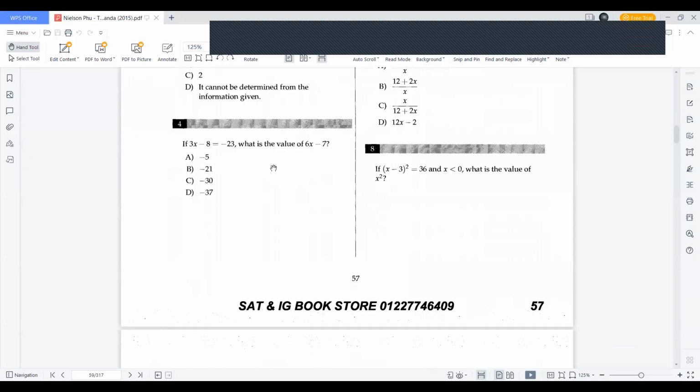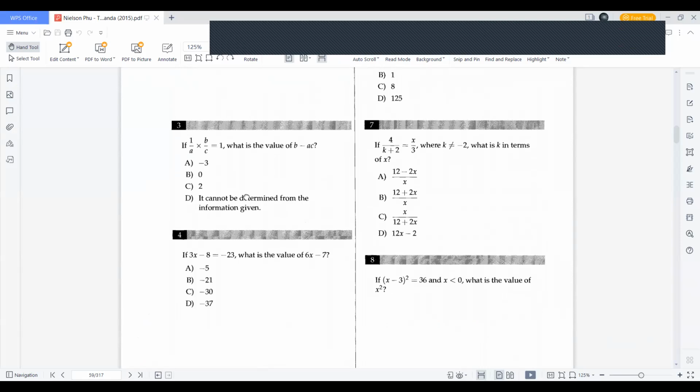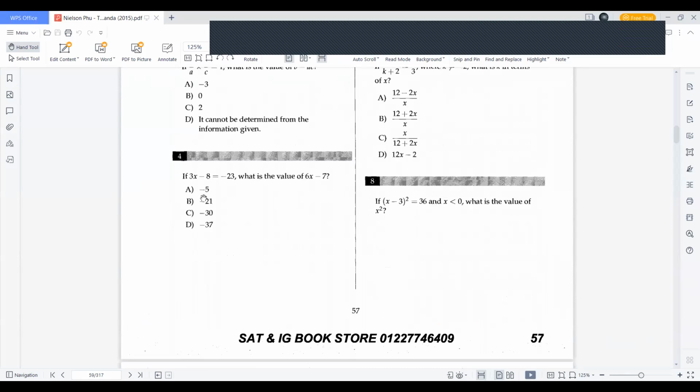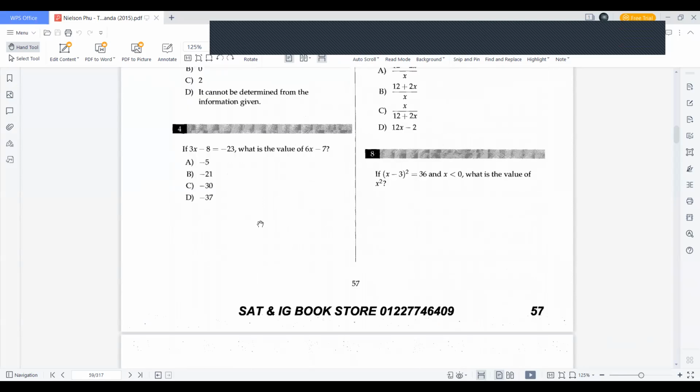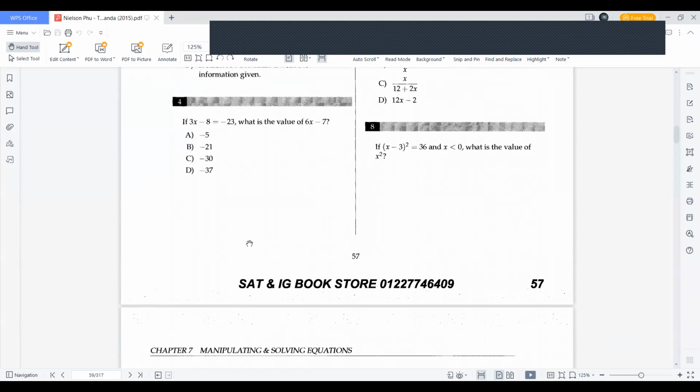Okay, number 4. Try to avoid D as much as possible. It cannot be determined. Try to avoid that answer, only if you're sure that that is the answer. Number 4. If 3x minus 8 is equal to -23, what is the value of 6x minus 7?